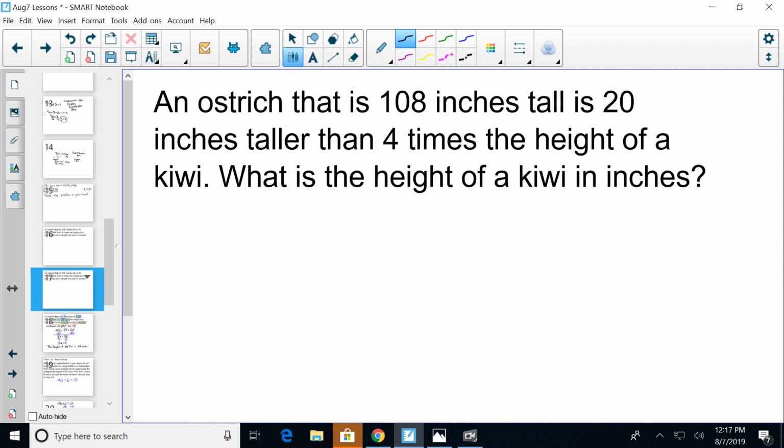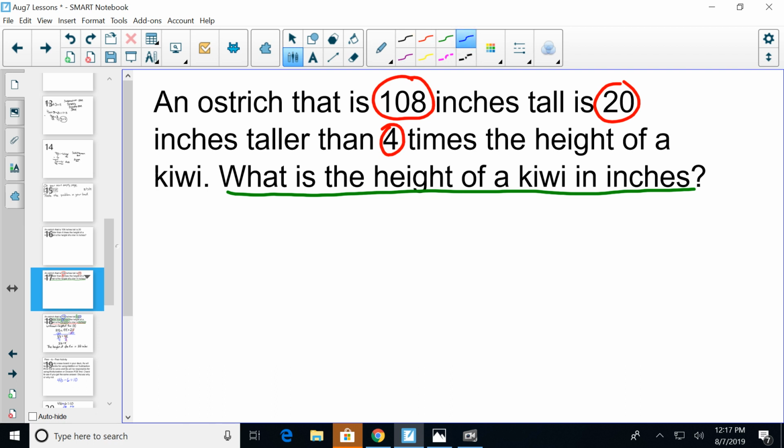Let's look at it. All right, so what did you have to underline? Thank you. What is the height of a kiwi in inches? All right. What did you have to circle? 108, 20, and 4. All right?